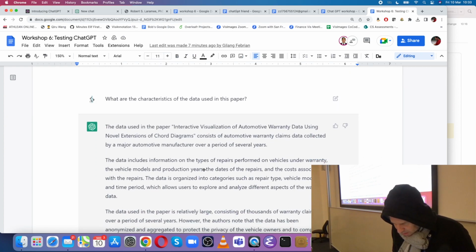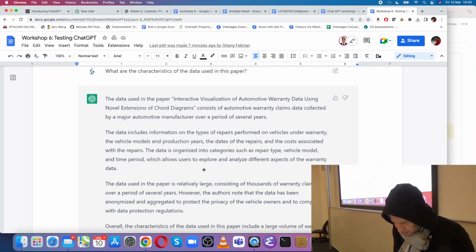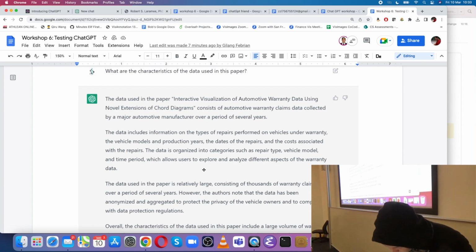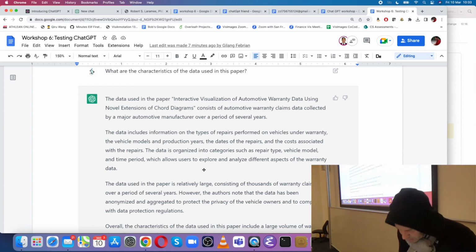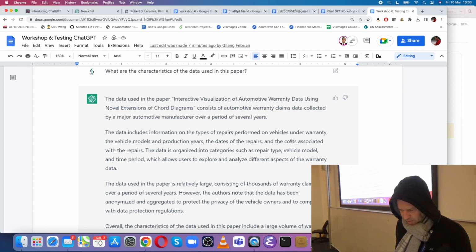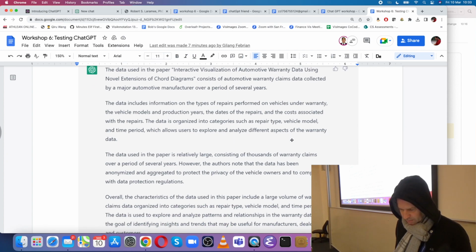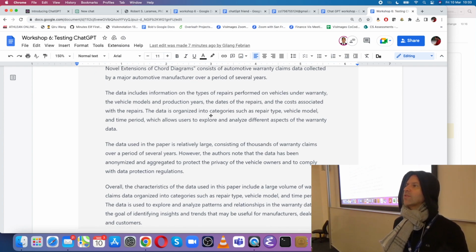Characteristics of the data. So automotive warranty claims data collected by a major automotive manufacturer over a period of several years. Information types of repairs performed on vehicles under warranty, the vehicle models and production years, the dates of the repairs, and the cost. Okay, that is almost true. Costs are not included in the data, but otherwise it's fine. Yeah, so that's a good summary of the data. It just has this error. There are no costs in the data.